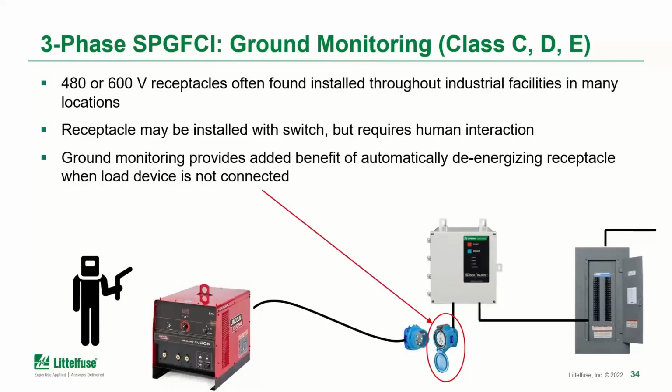Now, one other benefit with the ground monitoring is that when the coupler is disconnected, so here you have a receptacle on a wall perhaps, if you have no coupler connected into it, because the ground monitoring loop would be open, then the GFCI would be required to keep that receptacle de-energized. So one, we'll say, side benefit is that the ground monitoring provides automatic de-energization of receptacles that might be on the wall when a load is not connected to it.